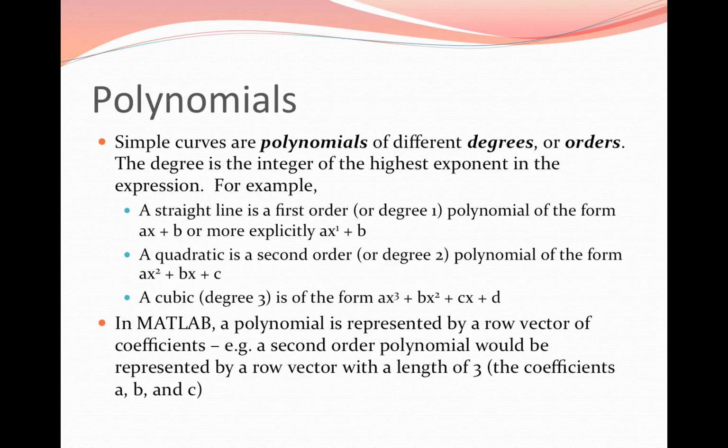A quadratic is a second order, or degree 2 polynomial of the form ax squared plus bx plus c. A cubic, degree 3, is of the form ax cubed plus bx squared plus cx plus d, and so forth.